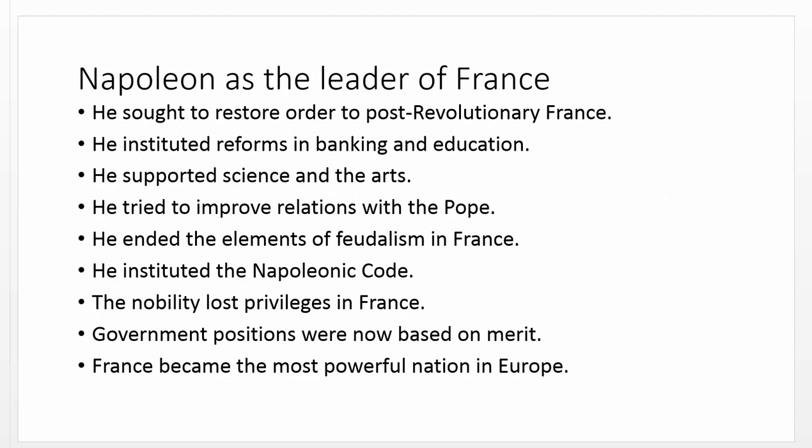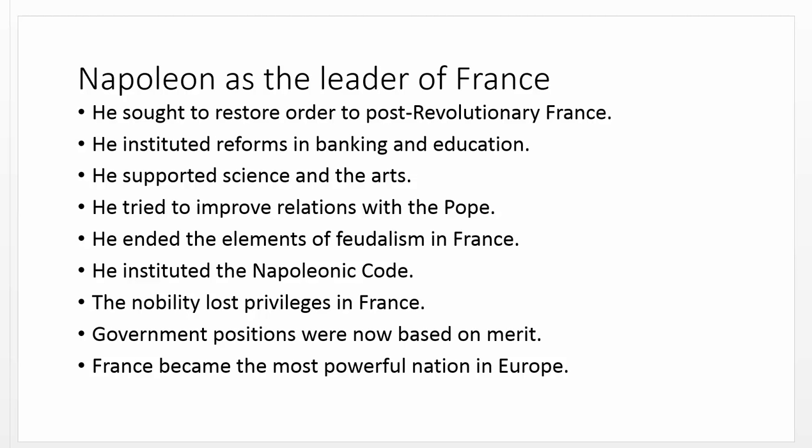So what does he do as the leader of France? Well, he does restore order. For 10 years, France was in chaos, in turmoil during the revolution, the moderate stages and the radical stages of the revolution. He does restore order. He's going to create reforms in banking. He's going to improve education throughout France. He very much supported the arts and sciences. And he even tried to bring back relations with the Catholic Church that were very strained during the Revolutionary era. The concept of feudalism is probably going to be ended under Napoleon. There's going to be much more of an opportunity for people to rise up. So the nobles lost a lot of power.